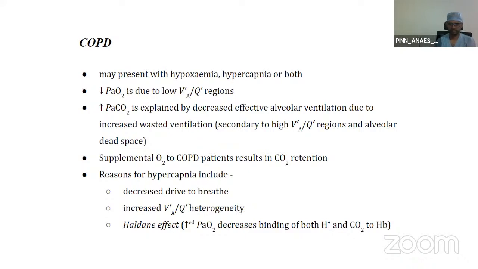But again, giving too much oxygen causes CO2 retention in these patients. Why? The reasons include decreased drive to breathe, and increased VQ heterogeneity, because previously the regions with low VQ now become regions with high VQ. And the third reason proposed is the Haldane effect. Haldane effect is nothing but increased arterial oxygen tension decreases binding of both H+ ions as well as carbon dioxide to hemoglobin, thereby increasing the PCO2 in the arterial blood.